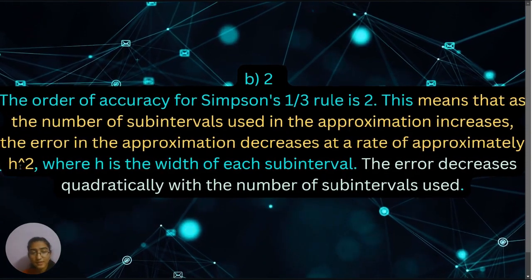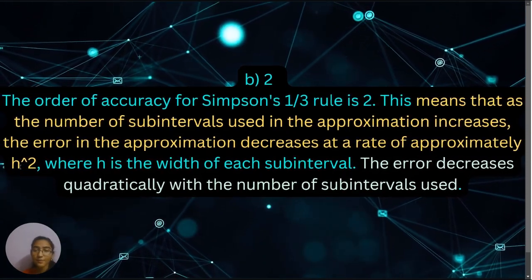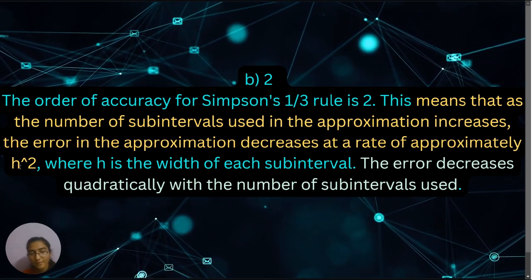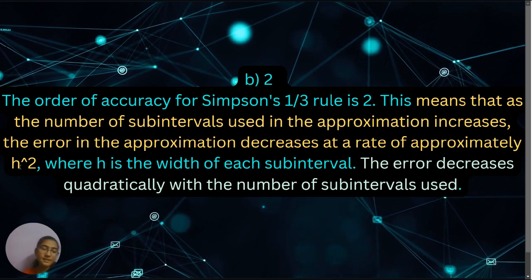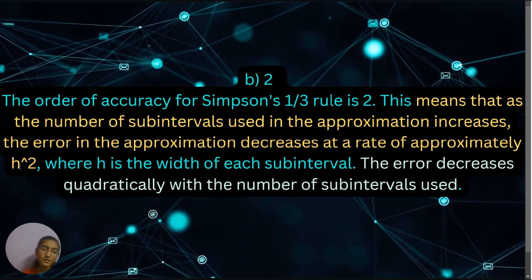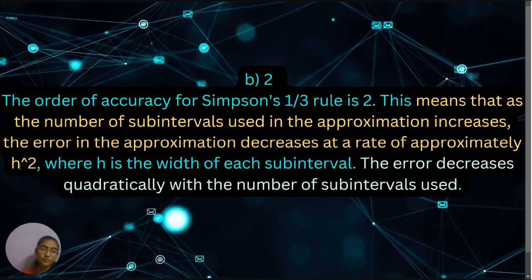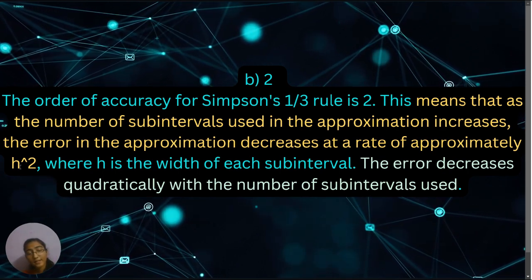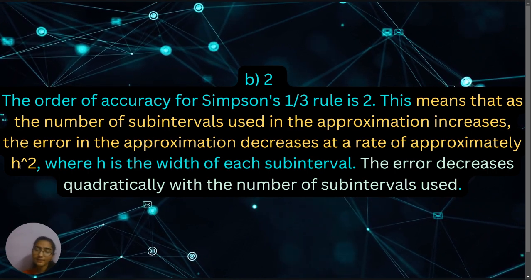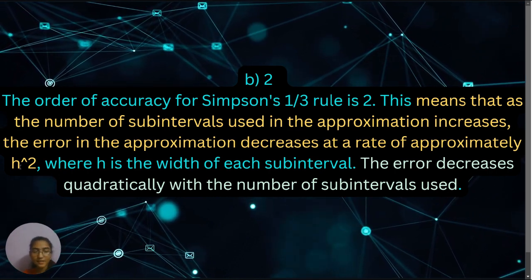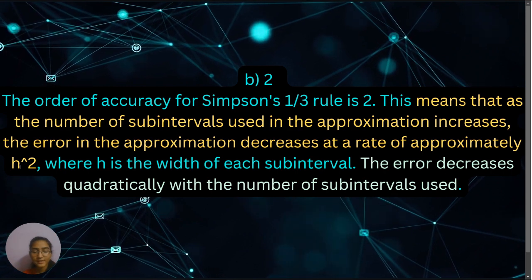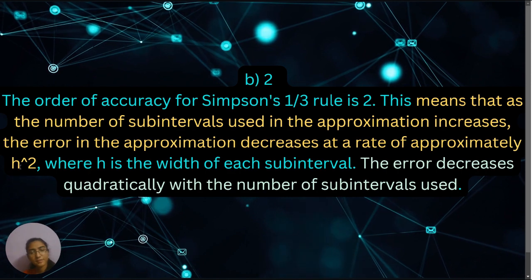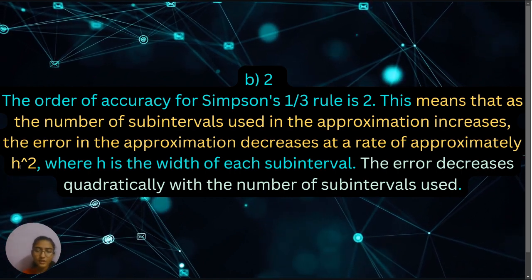This means as the number of subintervals used in approximation increases, the error in approximation decreases at the rate of approximately h to the power 2. Previously we had the 3/8 rule where it was h to the power 3, but here it is h to the power 2, where h is the width of the subinterval and error decreases quadratically with the number of subintervals. It is similar to how we understand the accuracy in Simpson's 3/8 rule. Similarly, in Simpson's 1/3 rule, the accuracy is 2.